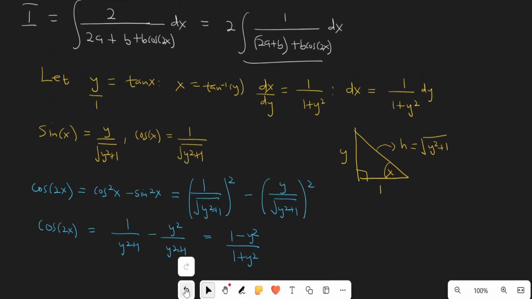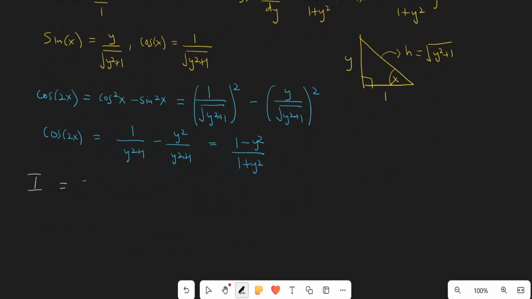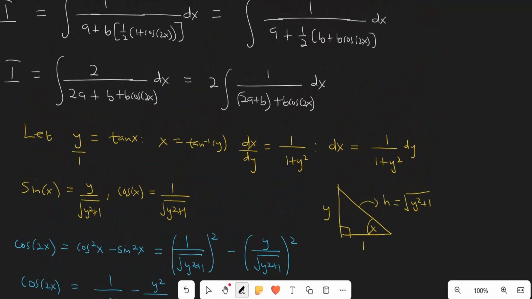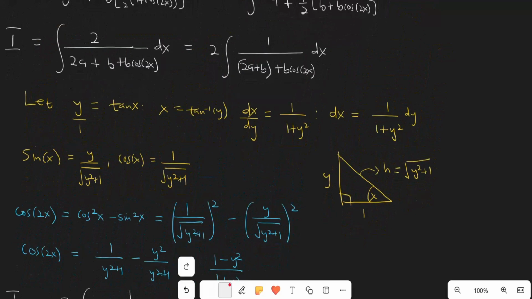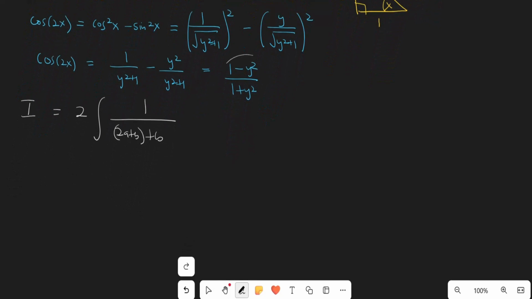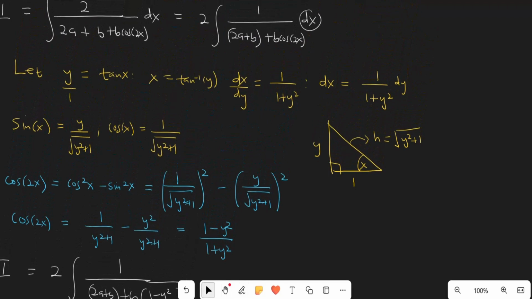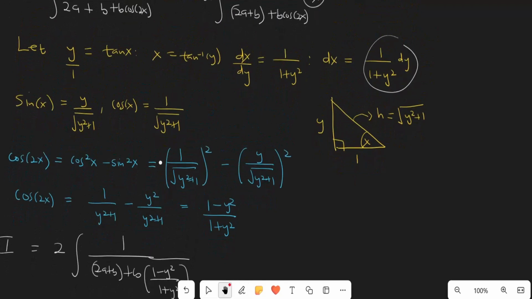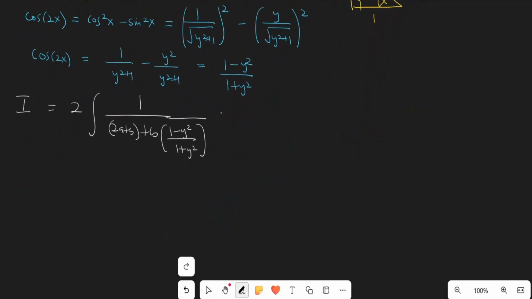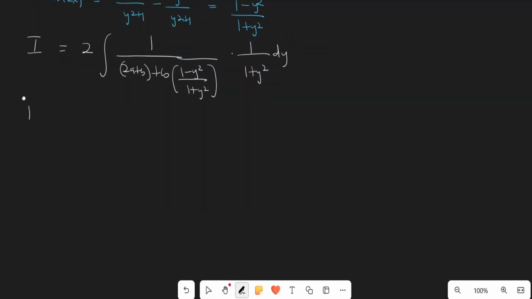So coming back to our integral here, we have I equal to 2 outside the integral of 1 all over 2a plus b, and then plus b times cosine of 2x. That is what we have here, b times cosine of 2x, and cosine of 2x is the same as this. So I'm going to replace that with 1 minus y squared all over 1 plus y squared like this, and then dx. An expression for dx in terms of y is 1 all over 1 plus y squared dy. So this is what I have. Our integral is now entirely in the y world.